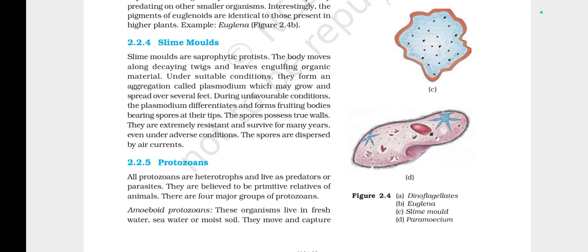Slime molds. Slime molds are saprotrophic protists. The body moves along decaying twigs and leaves, engulfing organic material. Under suitable conditions, the plasmodium grows and spreads over several feet. During unfavorable conditions, the plasmodium differentiates and forms fruiting bodies bearing spores at their tips. The spores possess true walls. They are extremely resistant and survive for many years even under adverse conditions. The spores are dispersed by air currents.